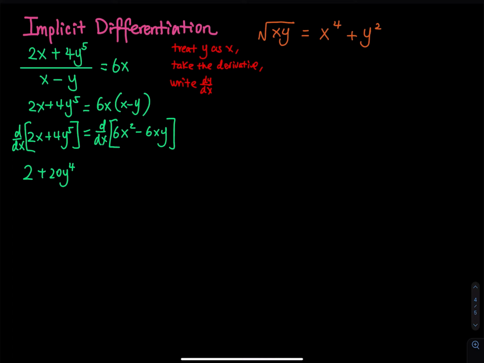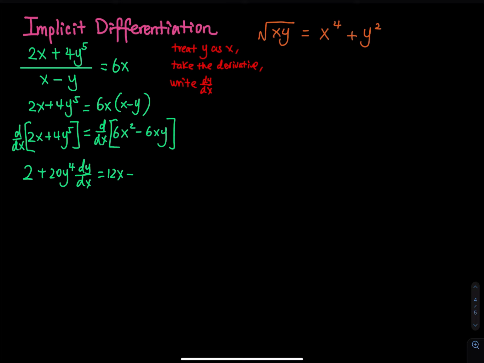Since this is d/dx and y is not the independent variable, we have to do this: we treat y like x and take the derivative, so we carry the five down and take five minus one, and then at the end of the y to the fourth, you have to write dy/dx. So this is implicit differentiation. And then on the other side, the first term is 6x squared, so you have 12x to the first, no need to write dy/dx, and then minus the 6xy. This one is a product rule.